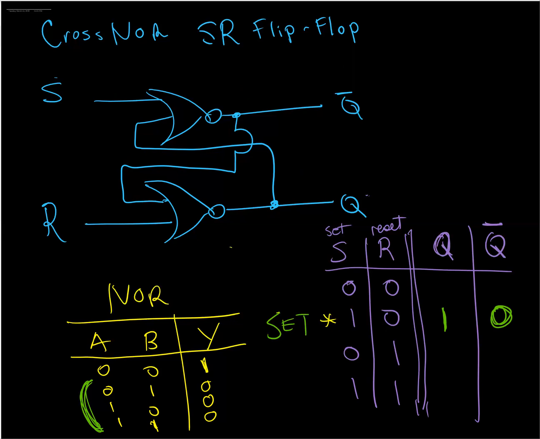Okay, so let's go back to the table and we'll look at this combination here where S is 0 and R is 1, and this is called our reset condition. S is 0, R is 1. And again, any input to a NOR gate that is 1 is going to drive that output to 0. And then that 0 is going to feed back to this input, creating an output 1 here. So we see that the reset condition makes Q go to 0, and then Q bar is the opposite, which is 1.